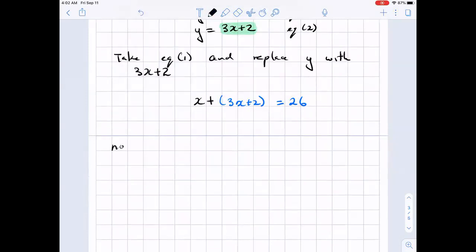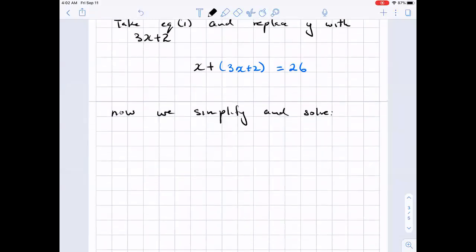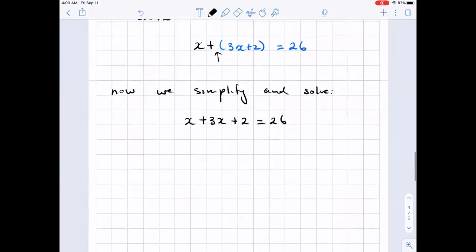Now we simplify and solve. So by removing the parentheses, there's no number on the outside here to distribute. So we have x plus 3x plus 2 is equal to 26. Combining like terms, these are like terms, we have 4x plus 2 is equal to 26.